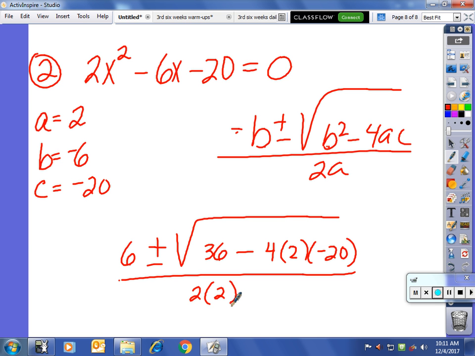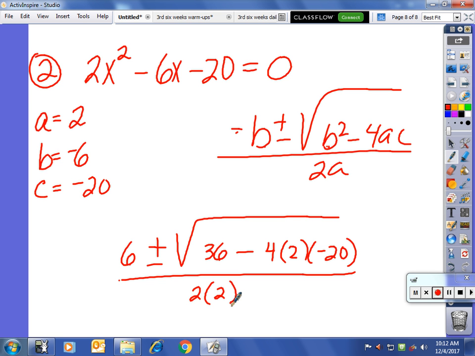So just take a second to let that sink in. That's the first step. I do two things. I did the opposite of B in my head, I did B squared in my head, and then otherwise, all I did was plug in the values of A, B, and C. I always leave a little space under my radical symbol because I like to simplify inside the radical symbol.